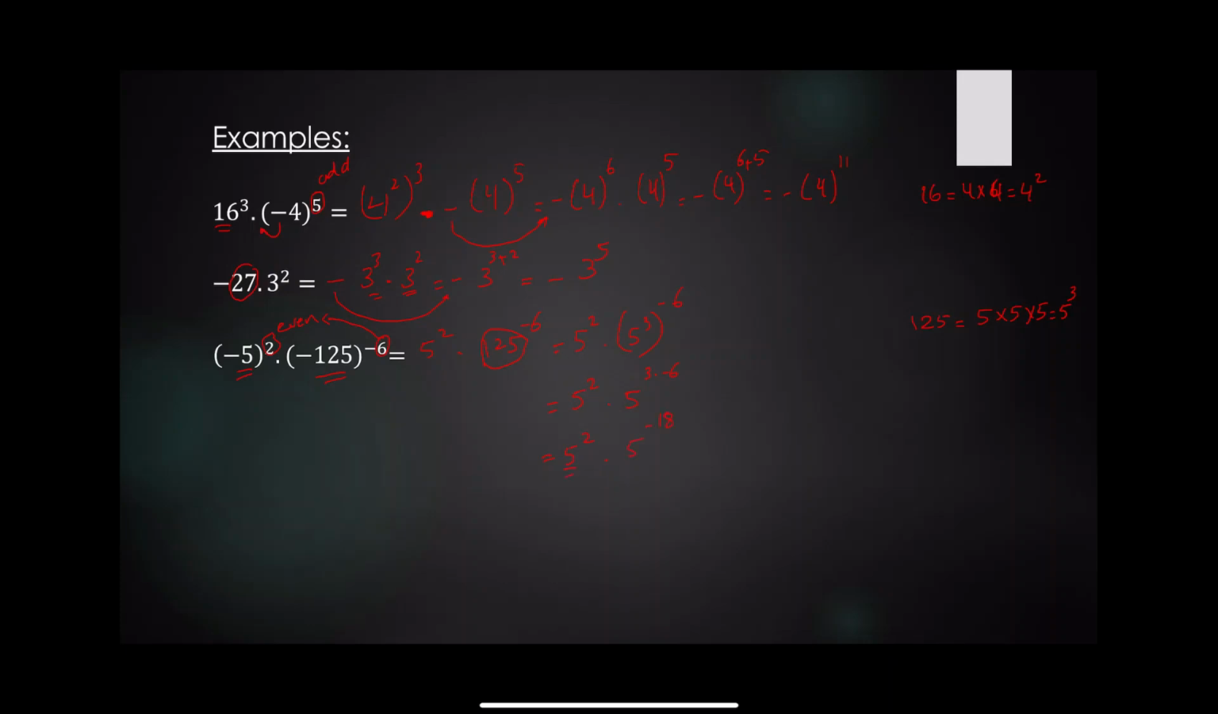The bases are the same. What we should do, we should add the powers or the exponents. 5 to the power 2 plus negative 18, which is 5 to the power negative 16. Since the exponent is negative, we have to flip it: 1 over 5 to the power 16.